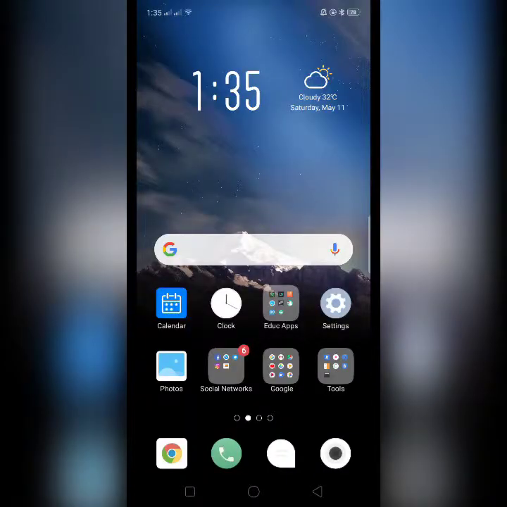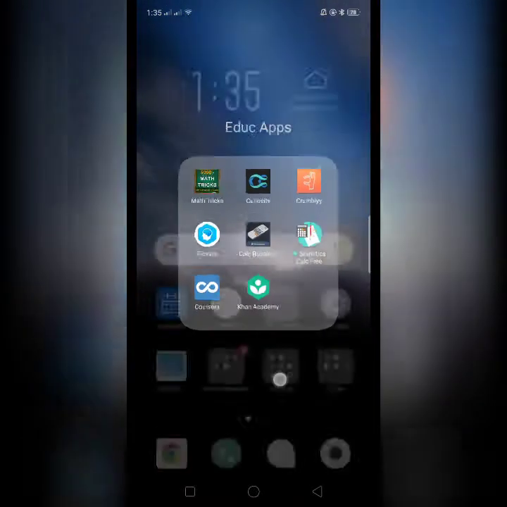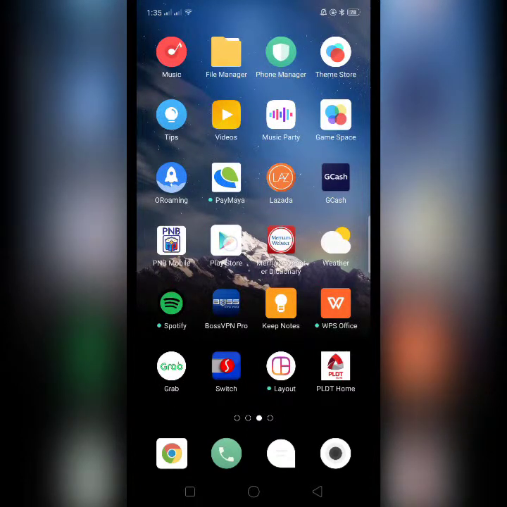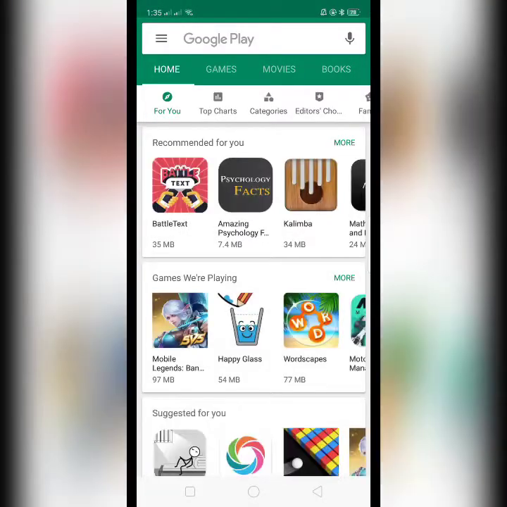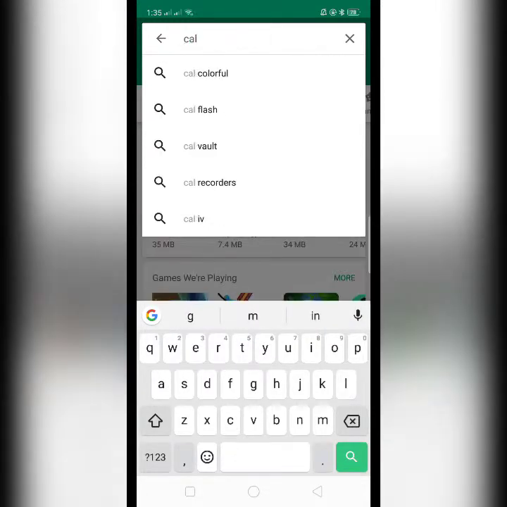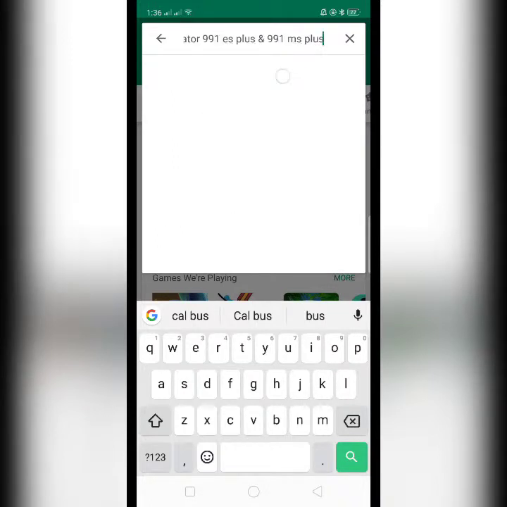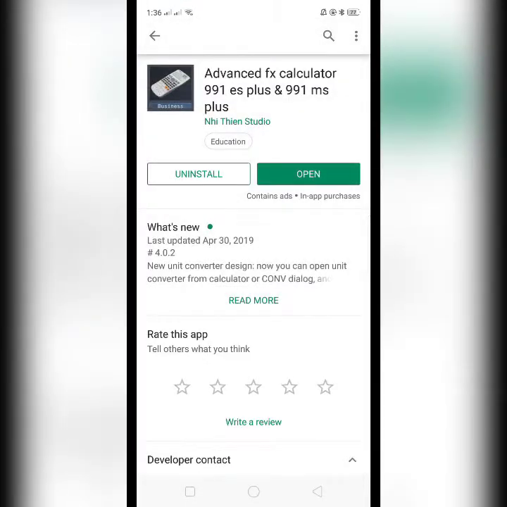Hello everyone! So meron akong share sa inyo na application na pwede mapakinabangan sa mathematics, calc business, yung pangalan ng application. So sa Play Store nandun lang siya, free na free siya. Lagay nyo lang calc advanced FX calculator. So ito yung name niya. Ayan. And so free to, wala tong bayad.